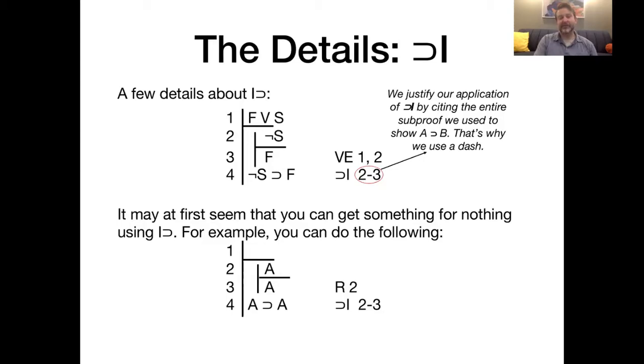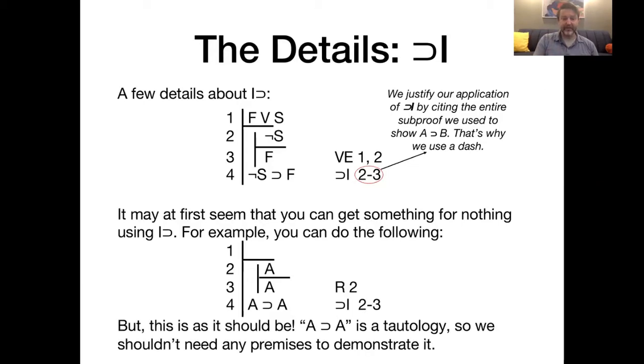So it seems like we've shown that some truth holds from no ideas whatsoever. Well, in fact, this is as it should be, because if A, then A is a tautology. It's a logical truth. So we shouldn't need any premises to demonstrate it. There's no situation in which it can be false. So it doesn't matter what is true in the world we're considering for us to be able to demonstrate that if A is true, then A is true. So this is as it should be.